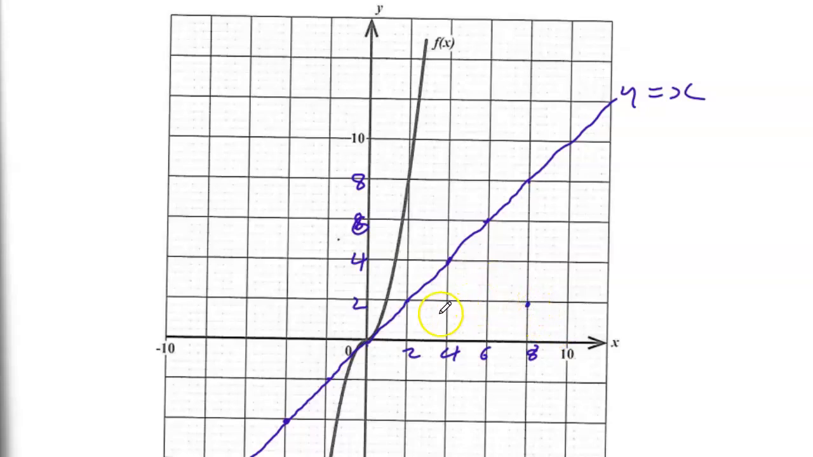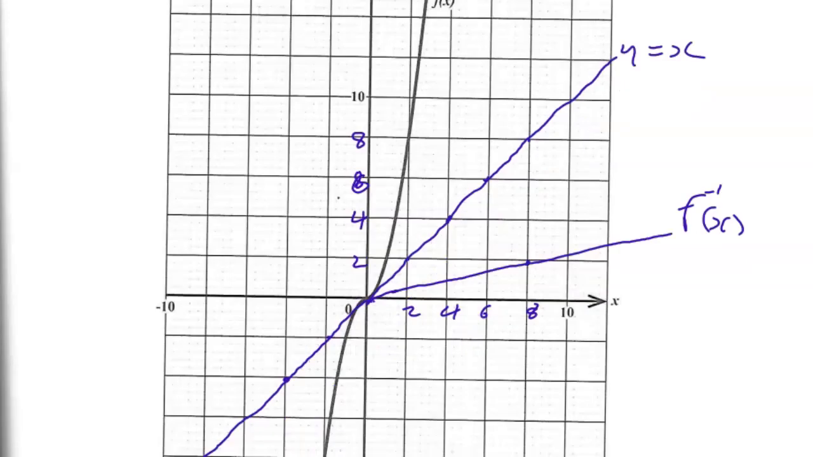So the graph would look something like this, reflected in the line y equal x. It will look something like this. So there's a reflection in the line y equal x. So this will be f inverse of x. So this is f of x, and this is f inverse of x.